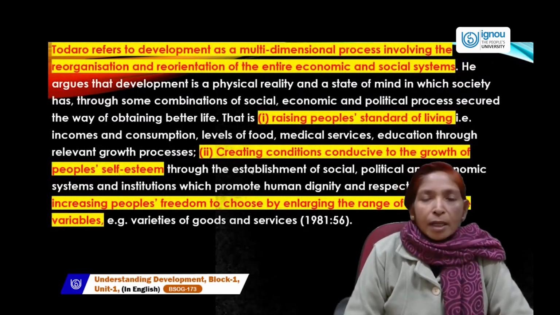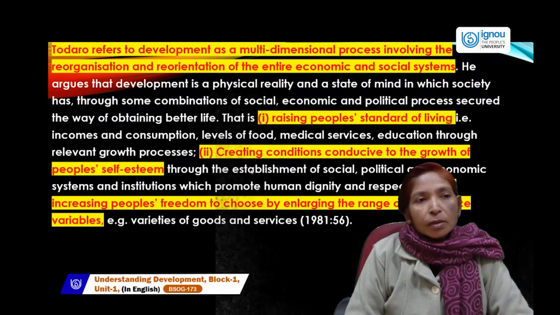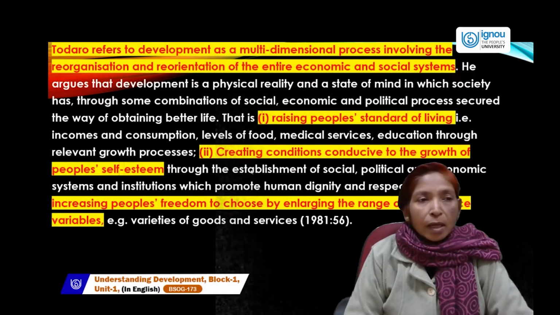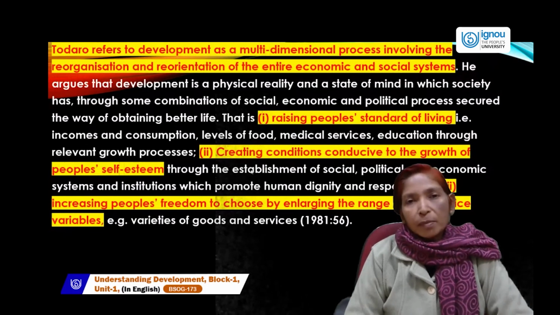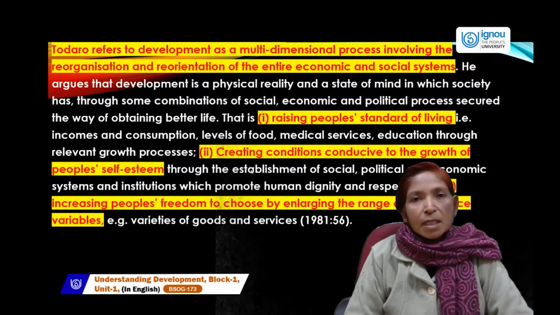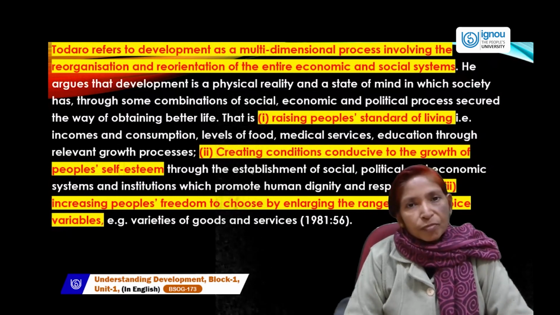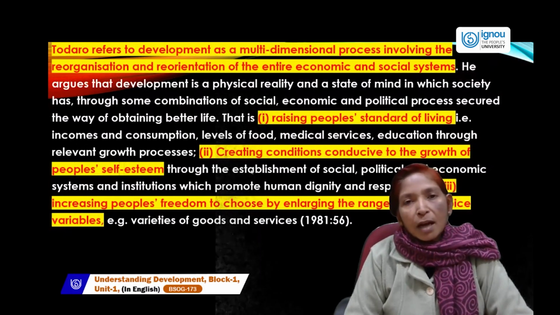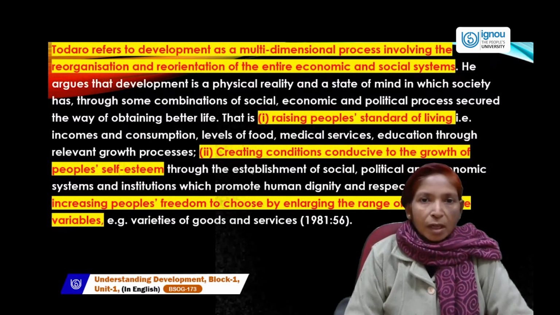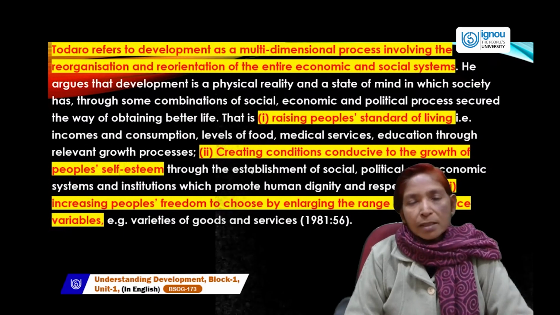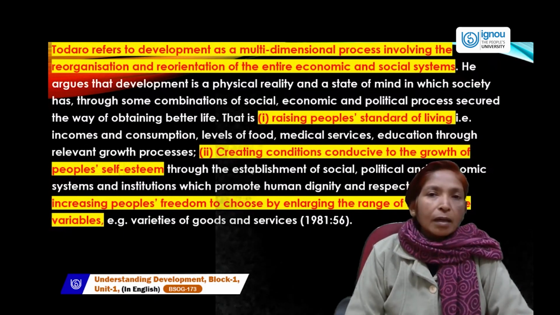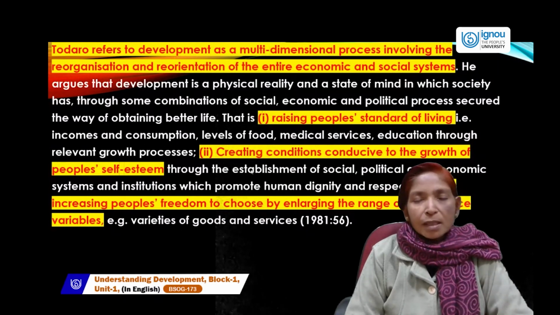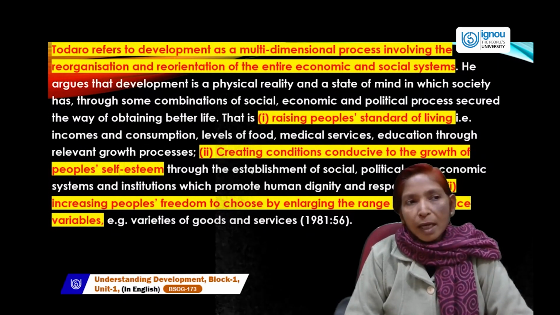Next is according to Todaro. Todaro was also a very good economist. According to Todaro, what is the meaning of development? Todaro defined that development is a multi-dimensional process which involves the reorganization and reorientation of the entire economic and social system. It includes both systems, economic and social. But Myrdal only included the social system, not the economic system.